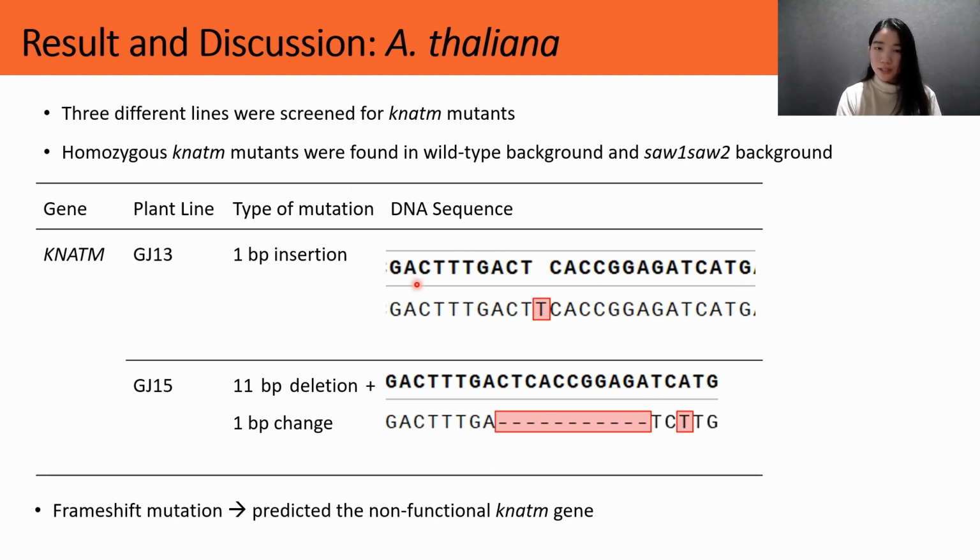The bold sequence here indicates the wild-type sequence, while the sequence underneath indicates the mutant sequence. And the pink square here is the type of mutation. For one line, it has 1 base pair insertion here, the other line has 11 base pair deletion and 1 base pair change. And this mutation causes a frameshift mutation, which leads to a predicted non-functional NATM gene.